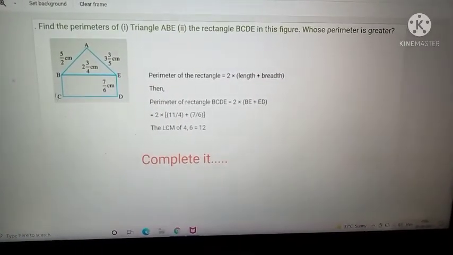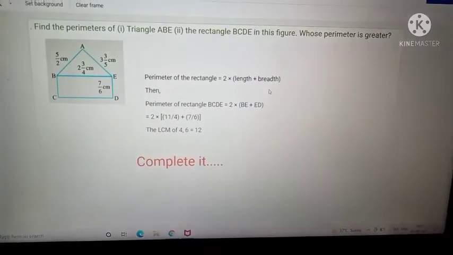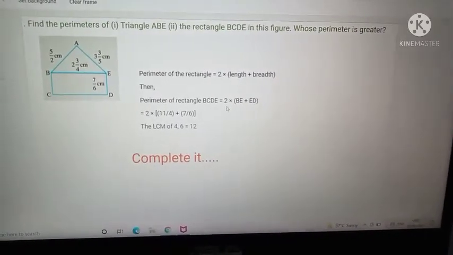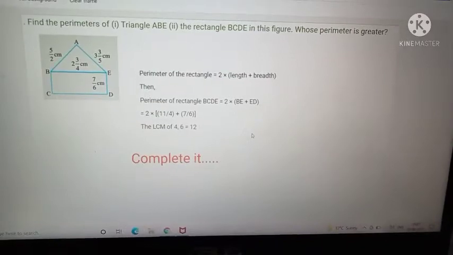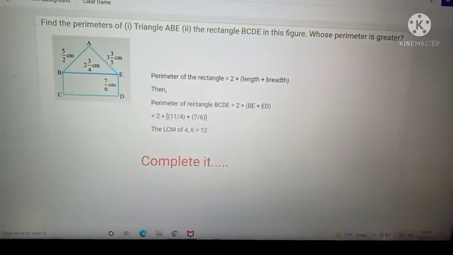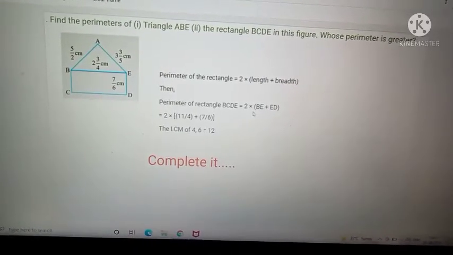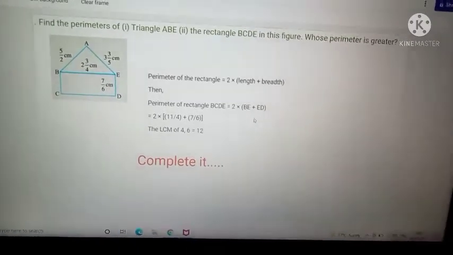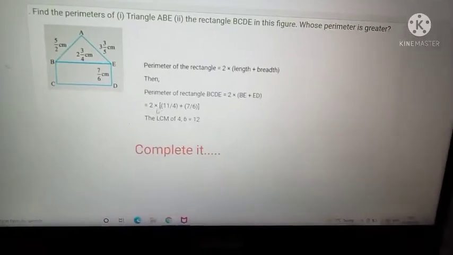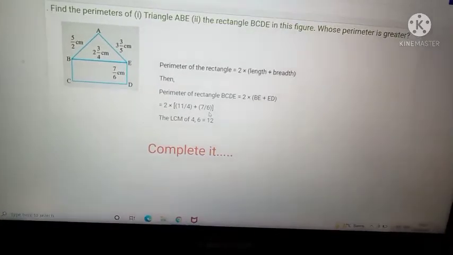Now the next task is to find the perimeter of this rectangle. Perimeter of the rectangle, we know the formula: 2 into L plus B, where L is length and B is breadth. Perimeter of rectangle BCDE is equal to 2 into, inside the bracket, BE, the length, or CD. Here we take BE, we can write CD also. 2 into BE plus ED, the breadth. It's equal to 2 into 11 by 4 plus 7 by 6.